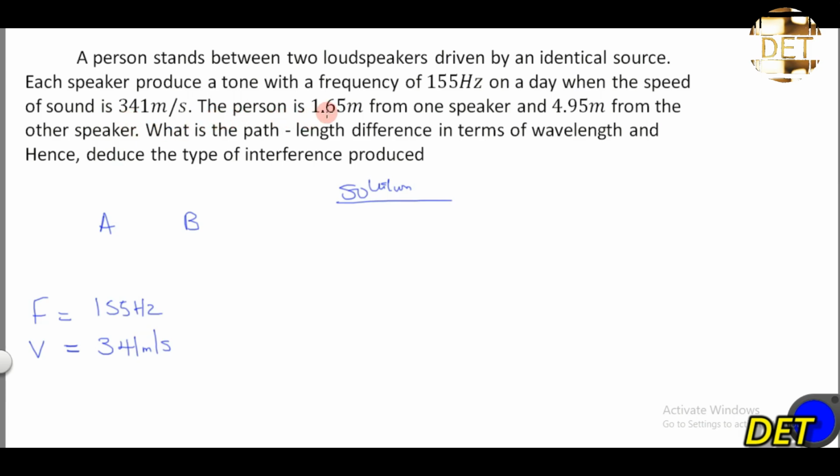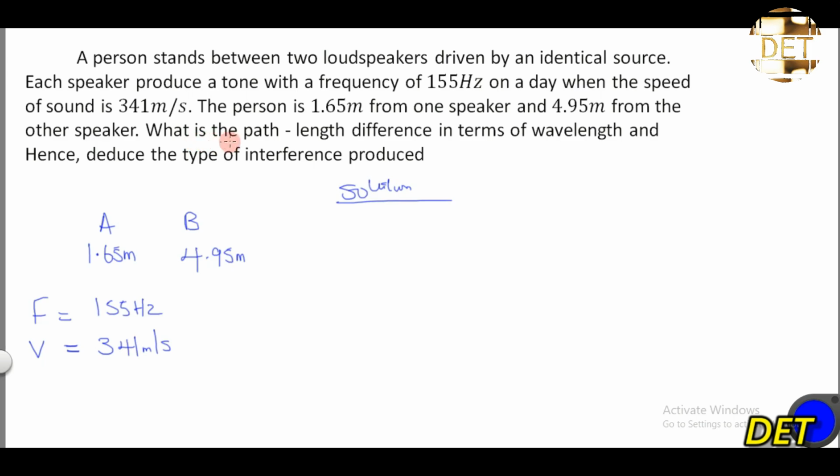The person is 1.65 meters from one speaker. So let's say this is speaker A, this is speaker B. The person is 1.65 meters from speaker A, and 4.95 meters from the other speaker. So speaker B, the person is 4.95 meters away from speaker B.